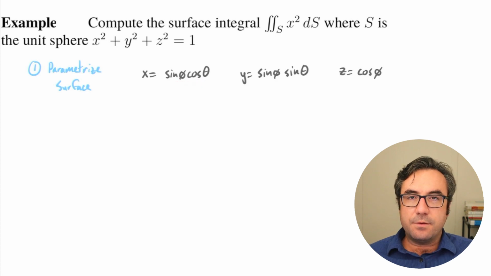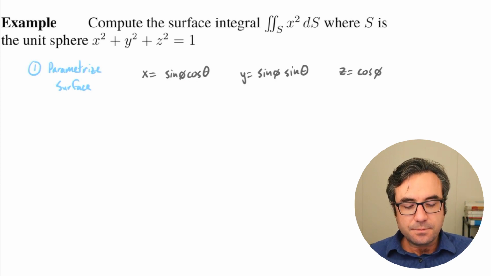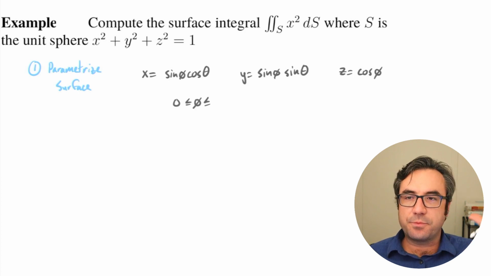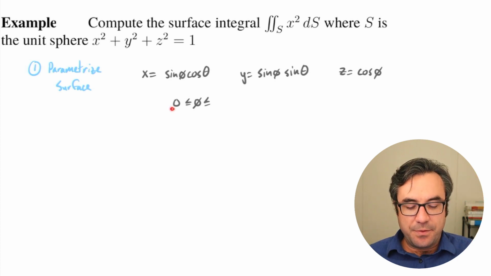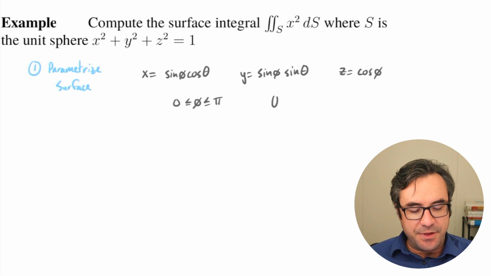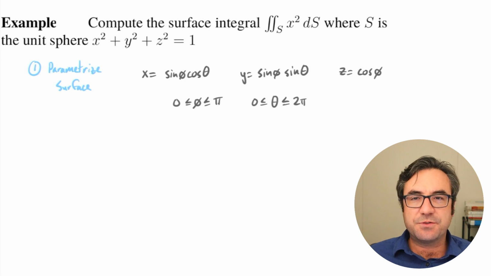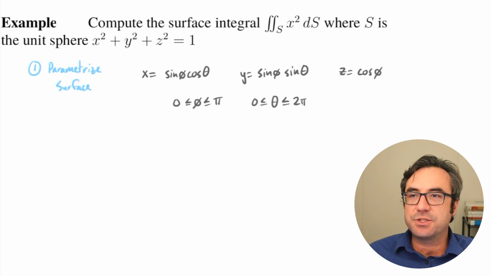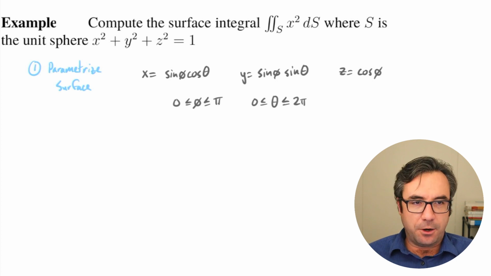Well, what are the intervals for these parameters that give us one copy of the sphere? Well, phi tells us North Pole and South Pole, Northern Hemisphere, Southern Hemisphere. So we want the North Pole, which is phi of 0, and we want the South Pole, which is phi of pi, and we want everything in between. And then theta is Western Hemisphere, Eastern Hemisphere, everything in between. So we want 0 to 2 pi there.